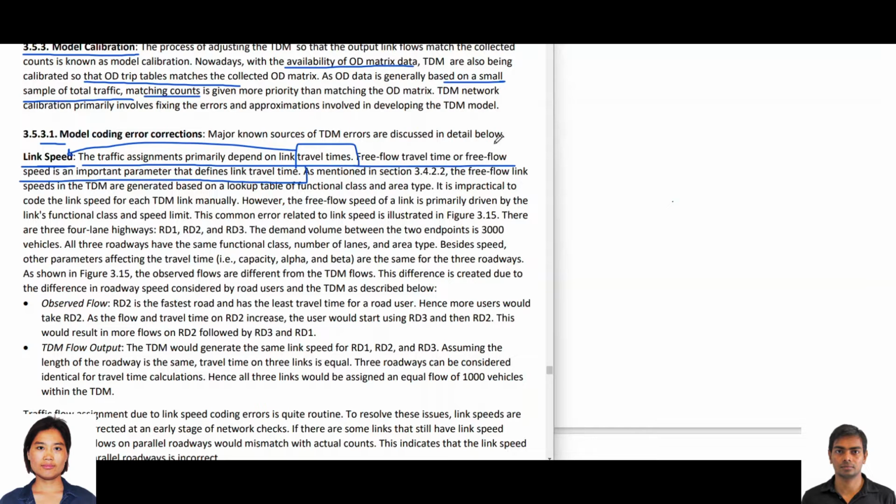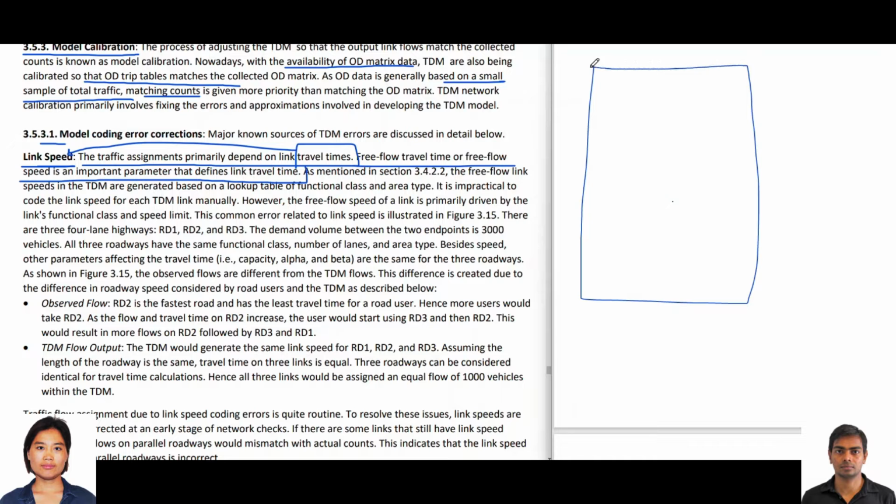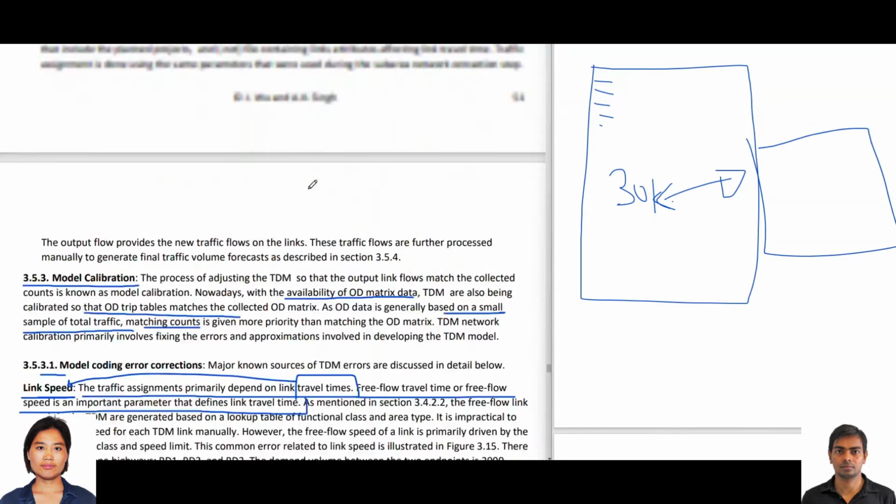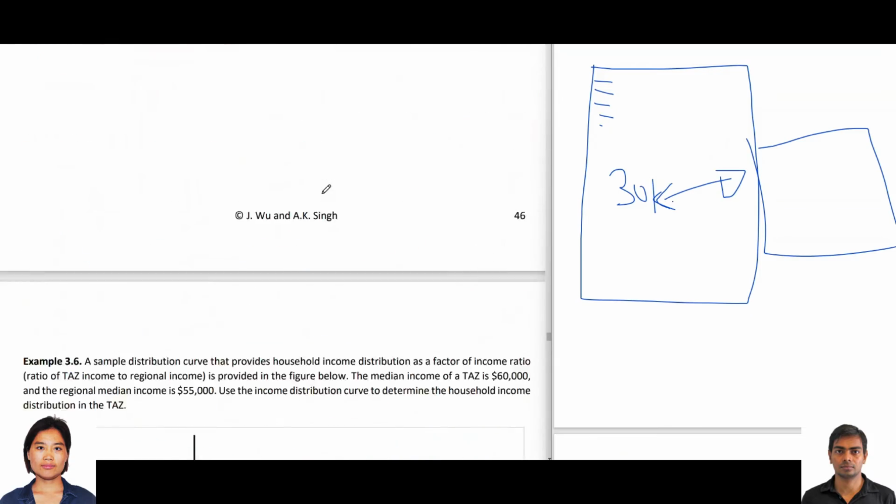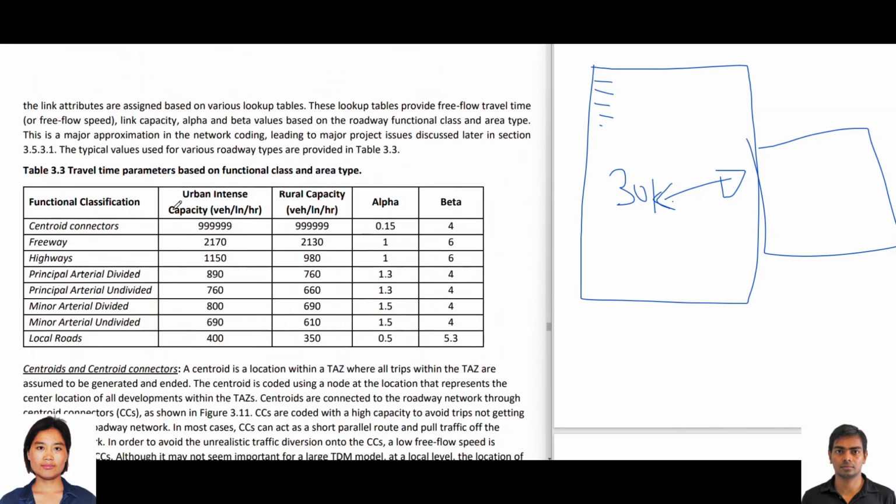As mentioned in previous videos, free flow link speeds in TDMs are generated based on a lookup table. We have a long list of links, usually, let's say, 30,000 links. We cannot go and code the link speed for all of them one by one. So in previous videos we discussed that what we use is a lookup table, and the lookup table looks like this. If we move a little bit up, we have seen this lookup table. There is a capacity estimation, alpha and beta, and then there is a free flow estimation here, free flow speed.